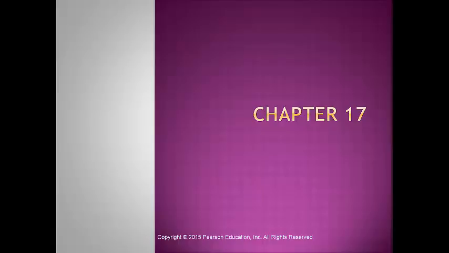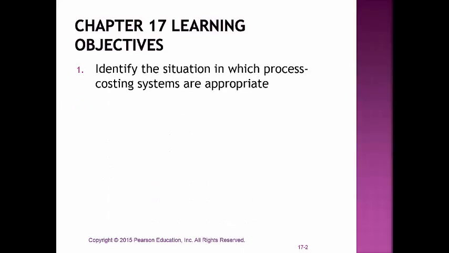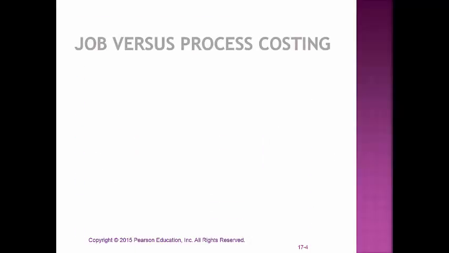So for Chapter 17, we're talking about process costing, and we're going to see how we go through and assign the values for our work in process inventory, as well as how we transfer items out of work in process and either put them into another work in process account or into finished goods inventory. So we're going to talk about several things in regards to process costing.